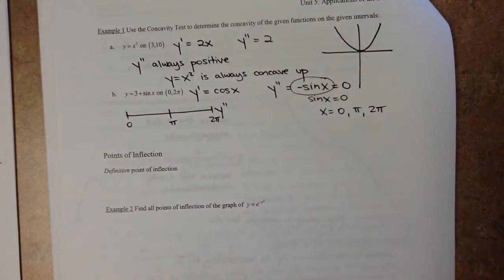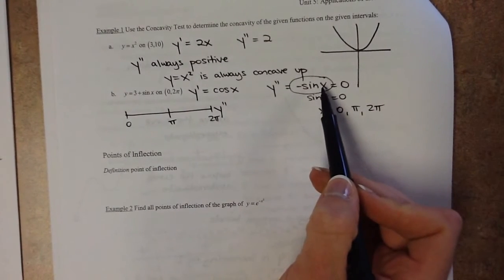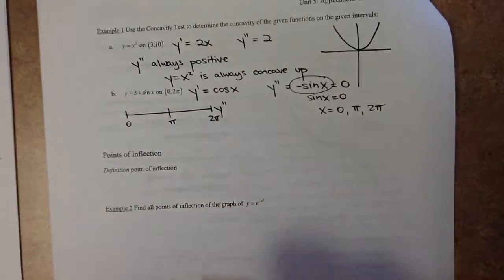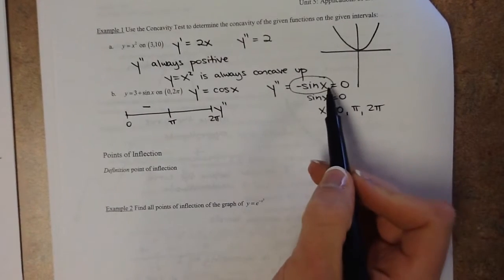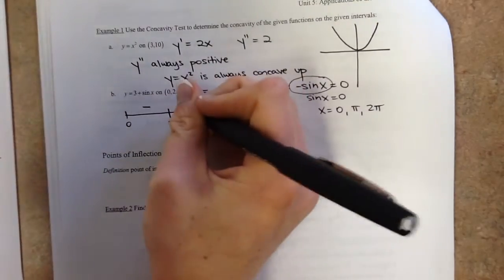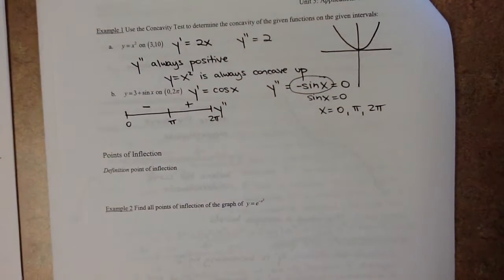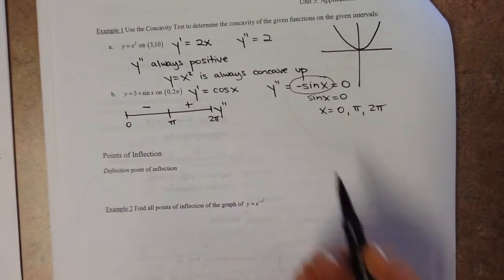So say I plug in pi over 2. Negative sine of pi over 2 ends up being a negative 1. So this comes out to be negative. Okay, this one, from pi to 2 pi. If I plug in like 3 pi over 2, the negative sine of 3 pi over 2 is a negative 1. So that comes out positive. So there's our sign chart. So what we want to know is the concavity on any given interval. So on this interval right here, y is concave down.